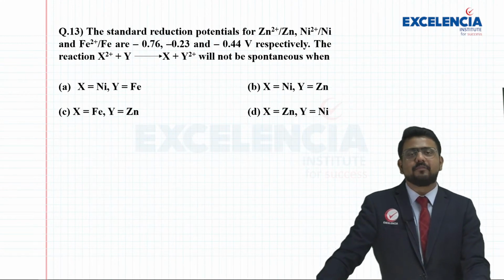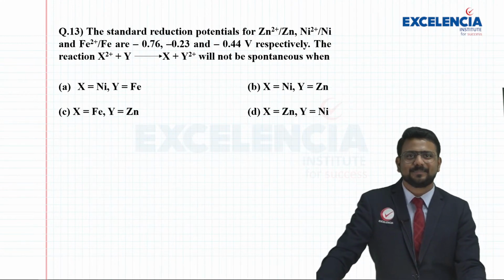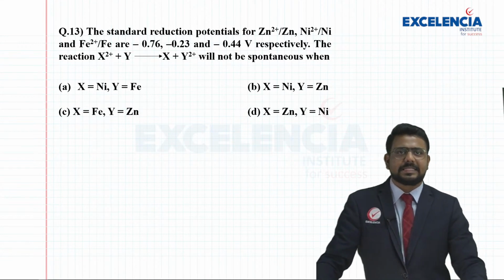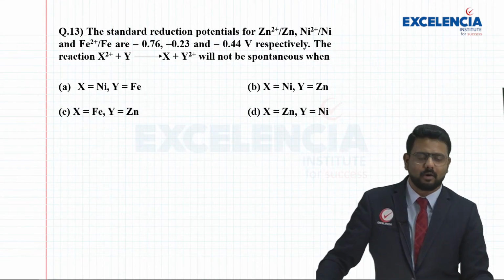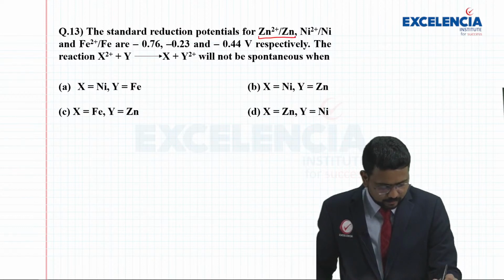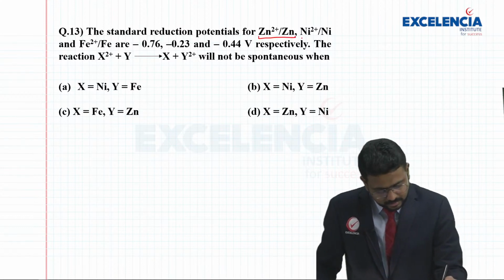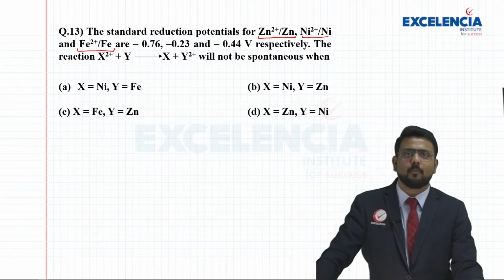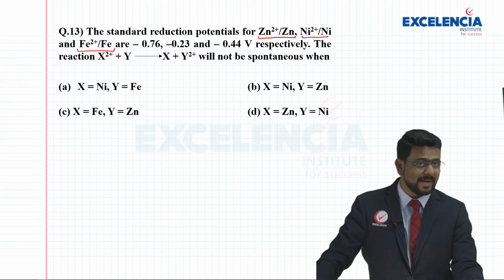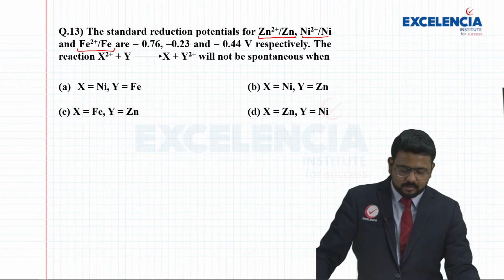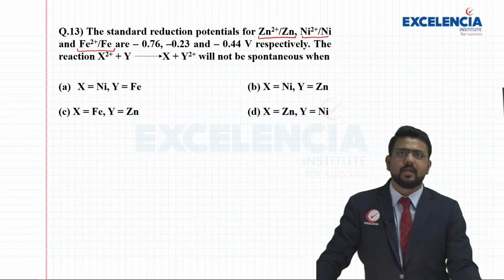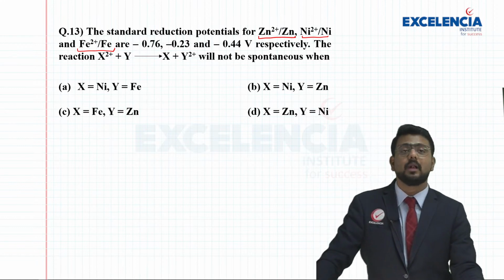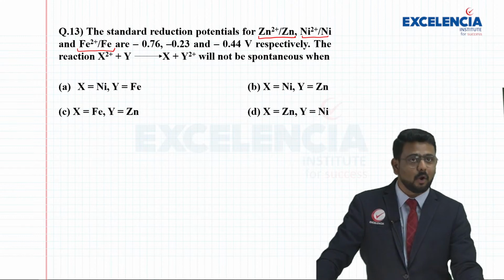Moving on with the next part here. Certain questions now we are going to deal with electrochemistry here. So the question is, the standard reduction potentials for Zn2 plus to Zn, so basically it is zinc, nickel and iron, are negative 0.76, negative 0.23 and negative 0.44 volts respectively. The reaction X2 plus Y giving you X plus Y2 plus will not be spontaneous, when, okay.